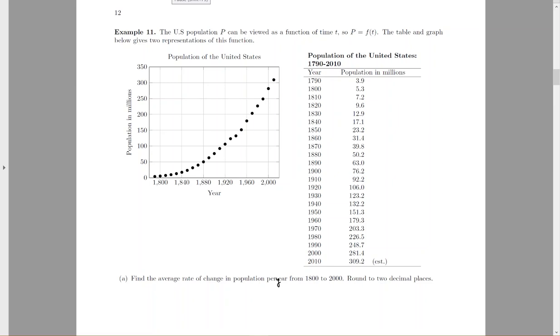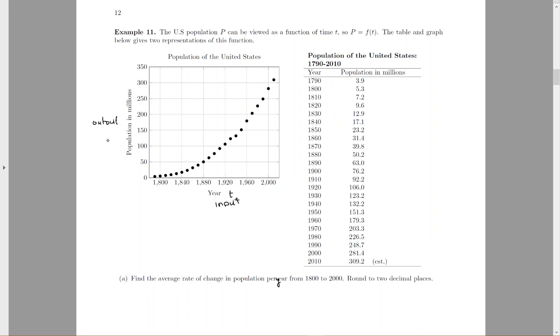This problem looks like it's got a lot going on with it, but it's actually a pretty straightforward question. They have a list of the year and the population in millions listed out. So if I look at my graph here, the year, in this case, is my input. That's the T. Just think of it as input. And the P, the population, is my output.